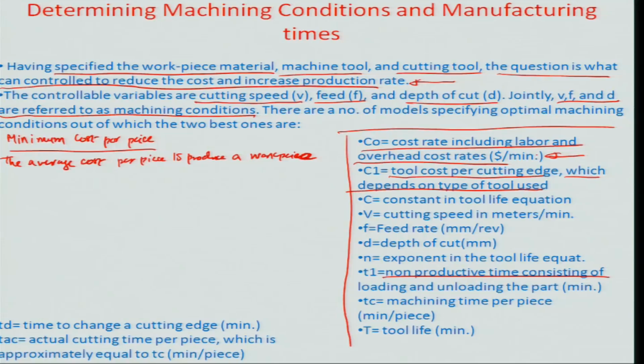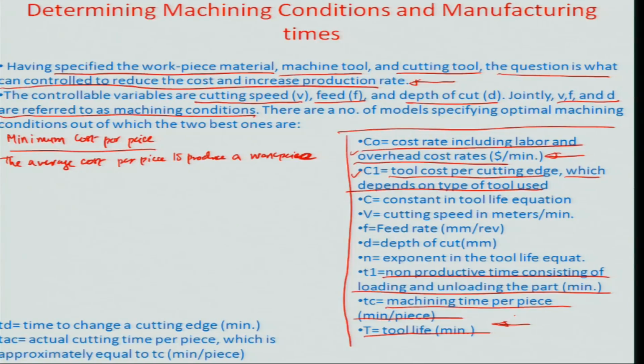So this is actually per minute. As you see, all the costs are time driven, so we have to have a time domain also, so that we have overall cost. One of them could be non-productive time, consisting of loading and unloading the part to the machine. There can also be the actual machining time per piece in minutes per piece, and obviously something needs to be done with the tool life, because when we are talking about the tool and the number of minutes that a tool would have to wear down.